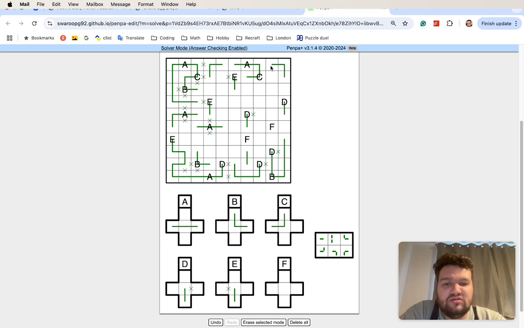This is another C. Here we continue in the loop, and D goes straight, which is great because that means that E goes right, and F must be the remaining lower left corner.